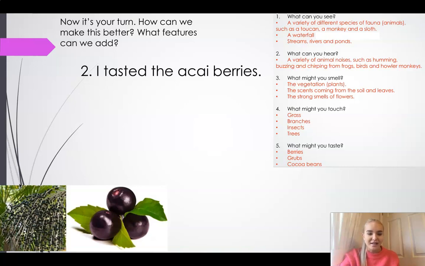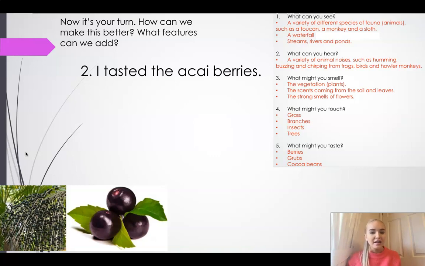I have given you a sentence here thinking about what you might taste. So here I've got the sentence, I tasted the acai berries. Now, think about what an acai berry looks like, a picture here. Think about the steps that I took, adding those adjectives, thinking about how it's moving or how it has moved. Think about what it's doing, thinking about any more adjectives or prepositional phrases you could use. Can you have a go at turning this sentence into an ambitious sentence? Pause the video and have a go.